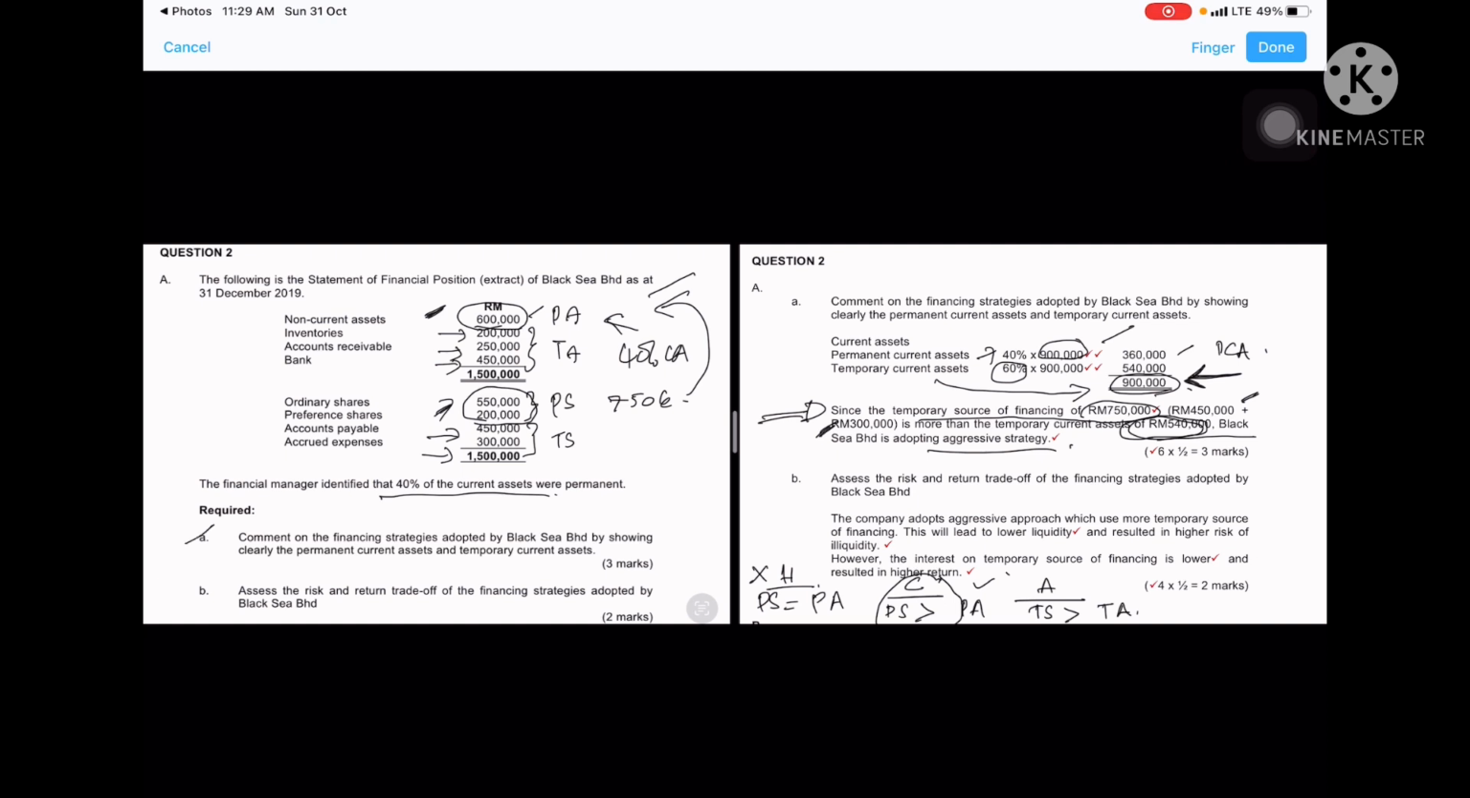We finish A, comment on the strategies. B, what about the risk and return trade-off? The risk return trade-off in an aggressive approach will lead to lower liquidity. Lower liquidity means a high risk. However, the interest on the financing is lower, so this one will result in higher return.